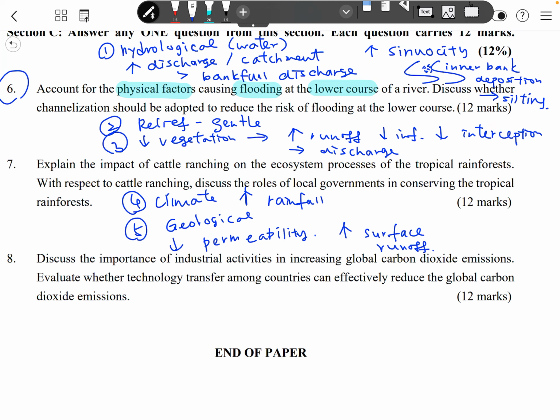So brainstorm all the factors that affect flooding at the lower course. This question, not many of you tried, but for those who tried, you need to have a very clear mind about the location, lower course, and the flooding. And actually, we have a DSE past paper which is very similar. So you can refer to the DSE marking scheme for your reference.